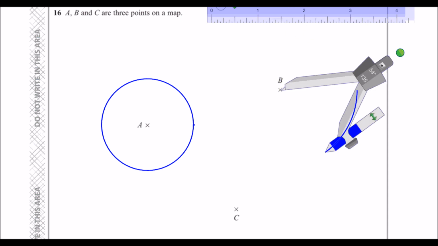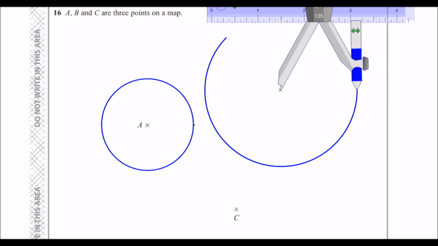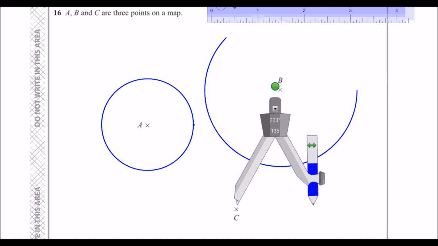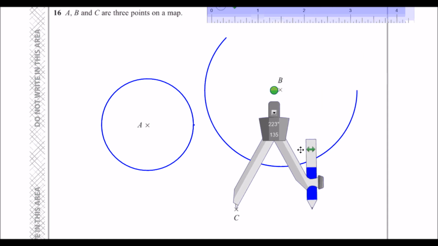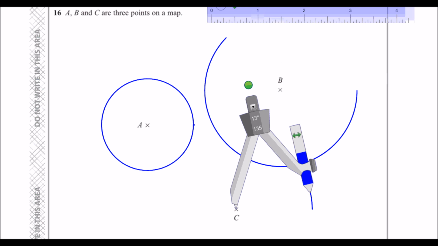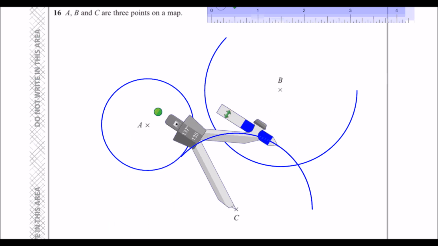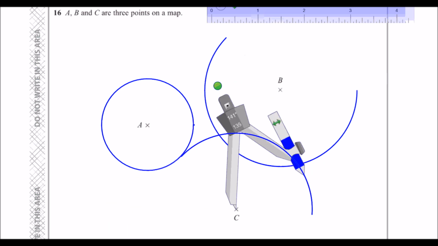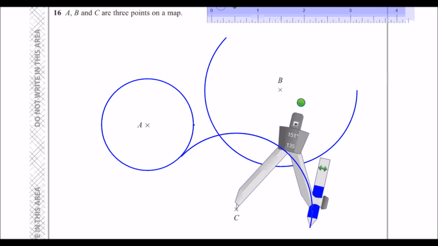So we're going to draw a circle. It doesn't matter how big it is, as long as it's more than halfway to C. Then we're going to keep it the same length and draw a circle from C.